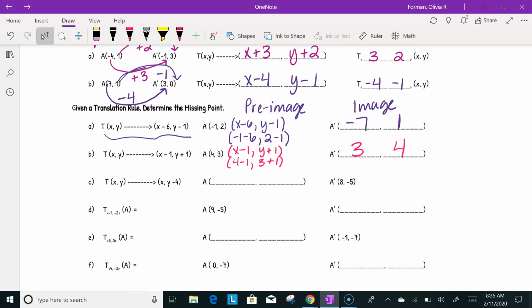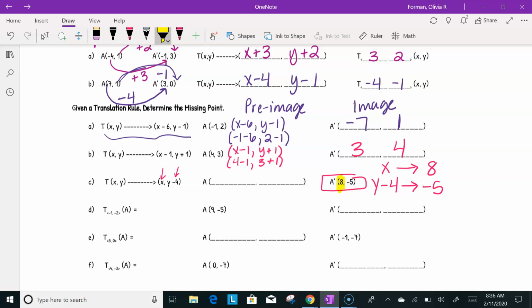Okay, the next one's kind of weird. It says our coordinate rule, x is going to stay the same, y is going to subtract by 4. This time, we are not given a pre-image point. Instead, we're given the image. So what you're trying to find out is, what x value remained unchanged and became 8? What y value was subtracted by 4 and became -5?